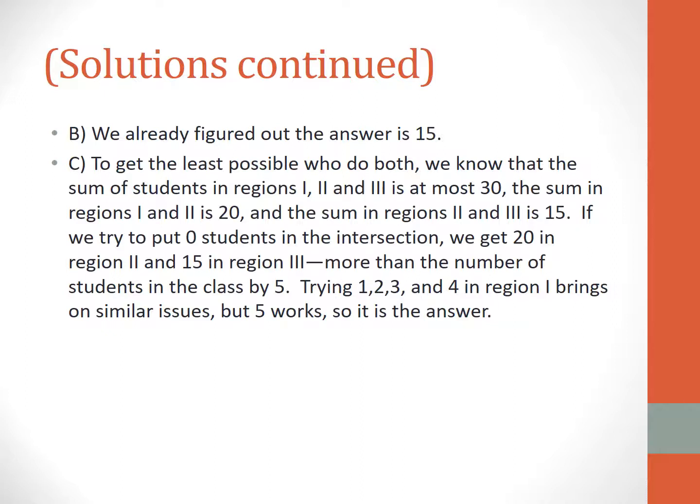And that may tempt you to try to put 5 in the middle, and that turns out to be the right answer. But to make sure that it's really the smallest, you might need to justify to yourself why the answer isn't 1, 2, 3, or 4. And if you try any of those, you'll see that the total in the two circles, regions 1, 2, and 3, will be more than 30. So the least possible number who do both is 5.